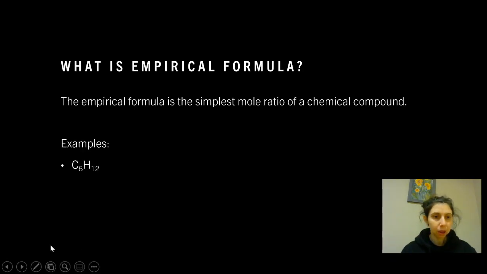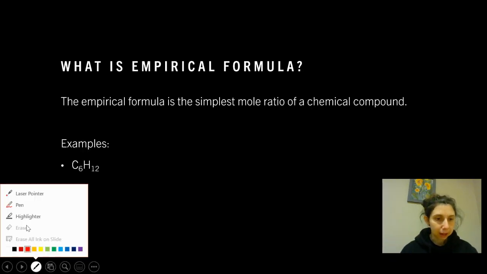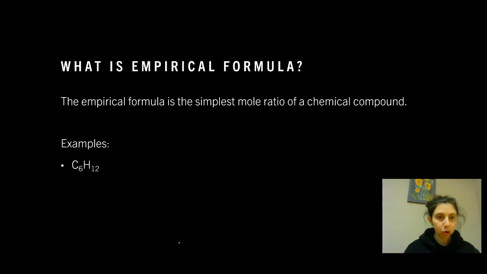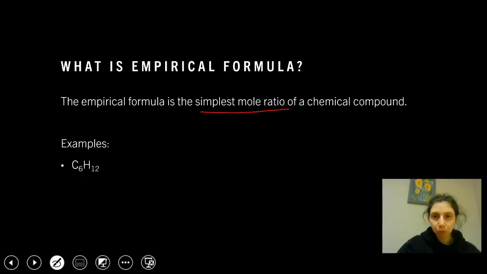So, for example, C6H12 is a molecular formula. Notice we have 6 carbons and 12 hydrogen atoms. The empirical formula is the simplest mole ratio of a chemical compound. So we have 6 moles of carbon for every 12 moles of hydrogen. So that we have this ratio of 6 to 12.